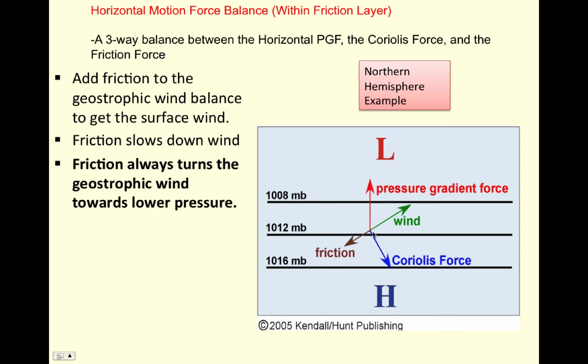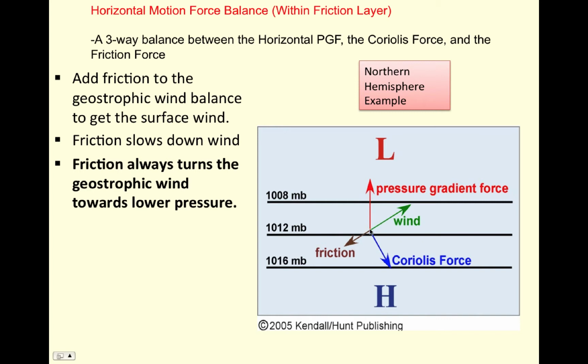The Coriolis force is always, in the northern hemisphere, directed to the right of the wind. So what we can see here is if we did not have friction, this Coriolis force would exactly oppose the pressure gradient force, and the wind would go straight down the isobars. But with friction, it slowed down the wind.